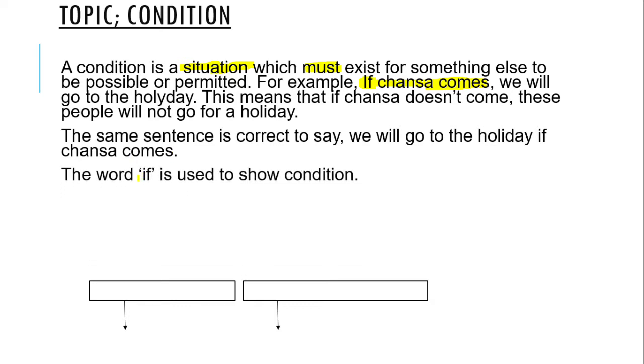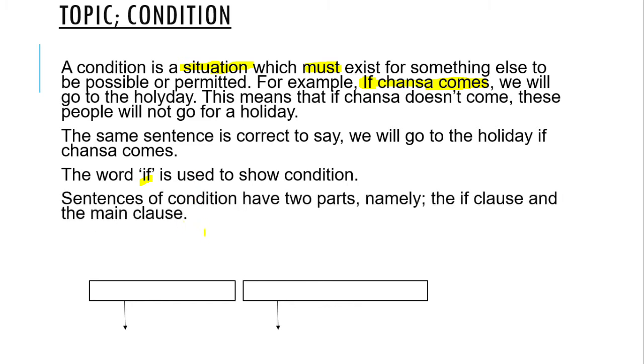As I said earlier, the word if is used to show condition. If you go, you will find him. If you come, we will go. If you do this, that if is expressing what should happen before that thing is permitted or is possible.